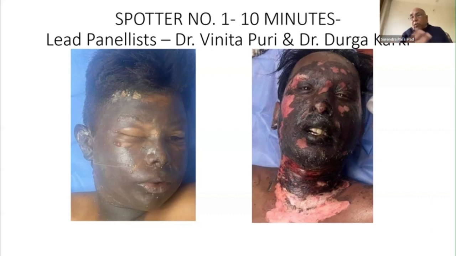Only 2 conditions can cause this type of burn. Either a very short flame burn, where you come in contact and get away from it, or, most commonly, steam injuries, which happen on the opening of a boiler or in other situations.